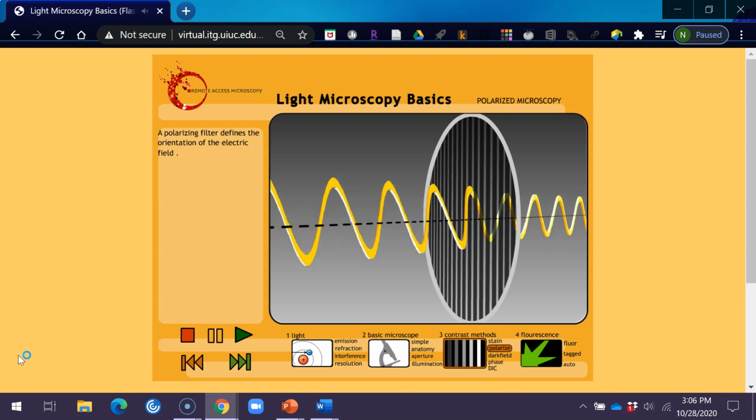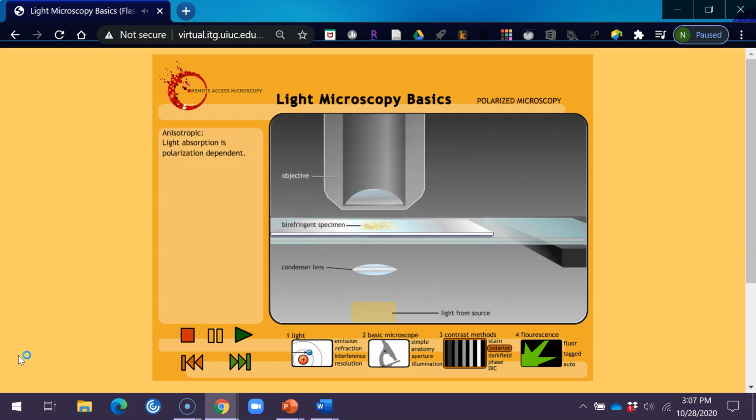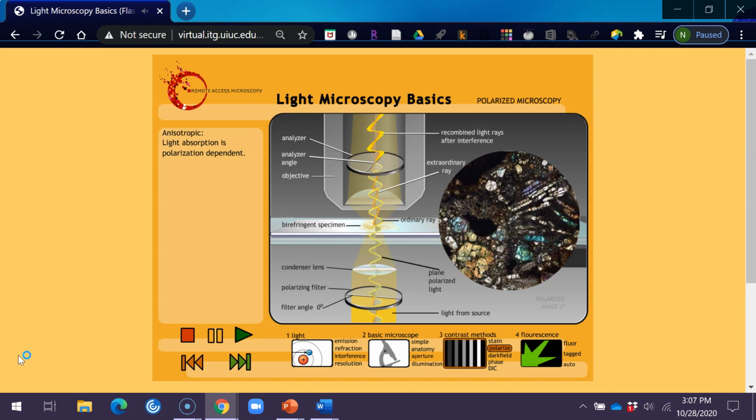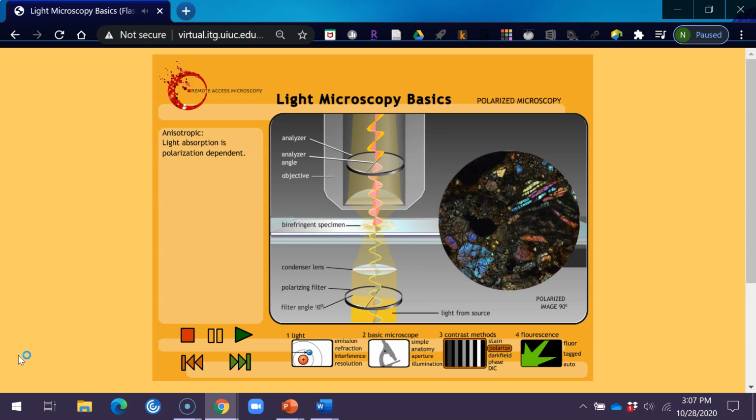Light waves oriented perpendicular to the molecules are not blocked by the filter. Many geological samples are anisotropic, meaning that light rays with perpendicular polarizations are absorbed differently. For example, one polarization may be absorbed more strongly than another polarization, or a specific color may be absorbed more strongly in one polarization than another.